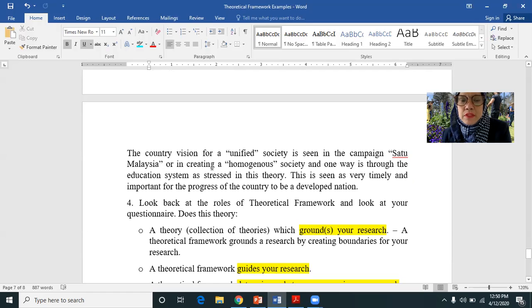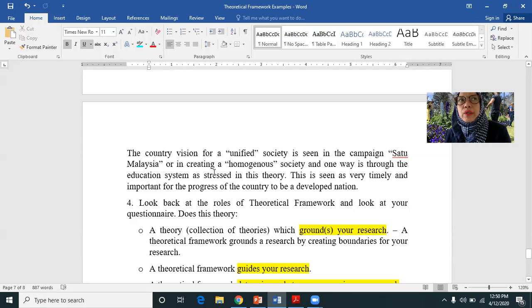It will supposedly create a homogeneous society, one which supports the country's vision to progress. So if you relate it to Malaysia, we have the Satu Malaysia campaign, where we want to work as one. We don't classify or segregate ourselves, and we work for the country as one nation.